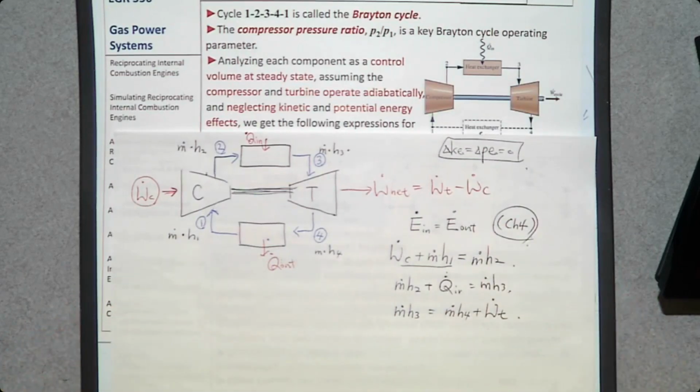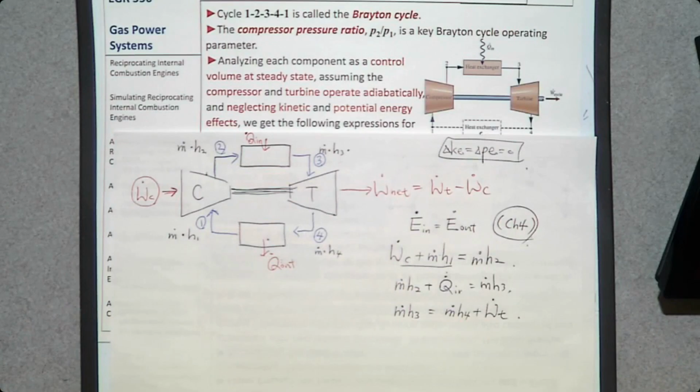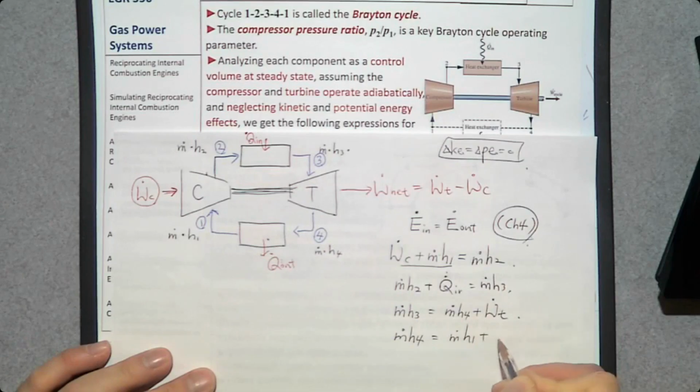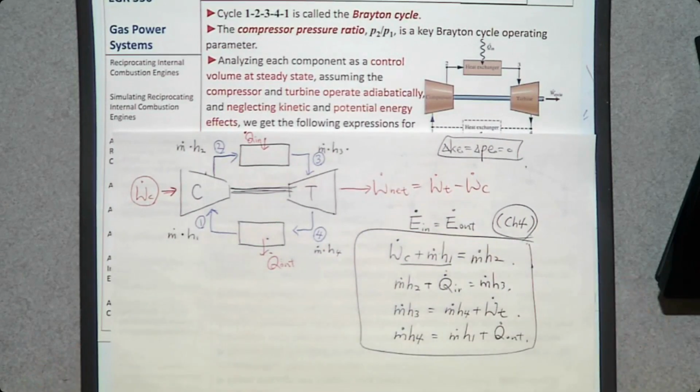The last one is this heat exchanger where we reject any waste heat. How many energy transfers in? m dot h4. And how many energy transfers out of this heat exchanger? m dot h1 and Q dot out. So these 4 are the energy balance equations.